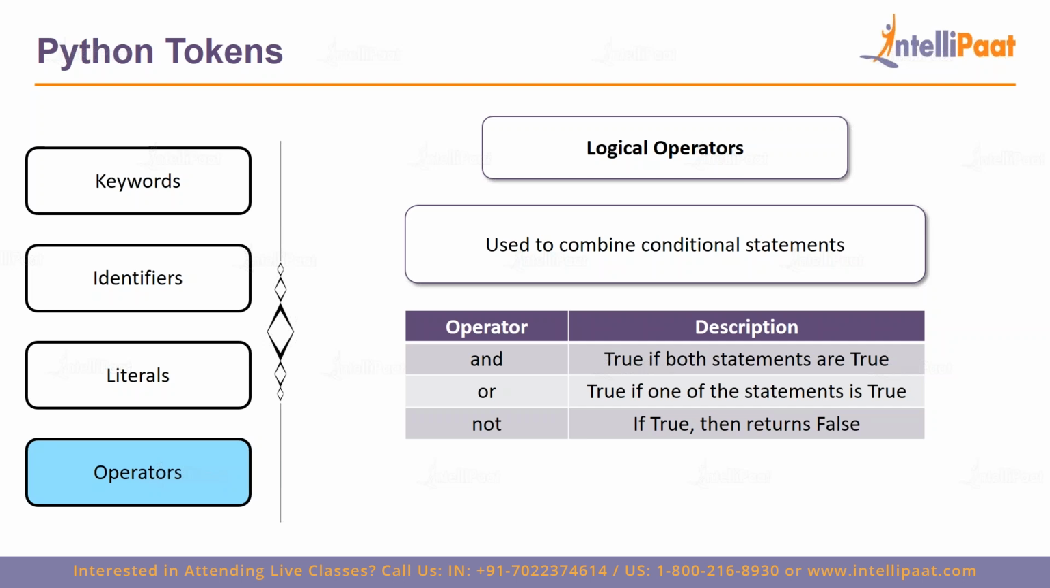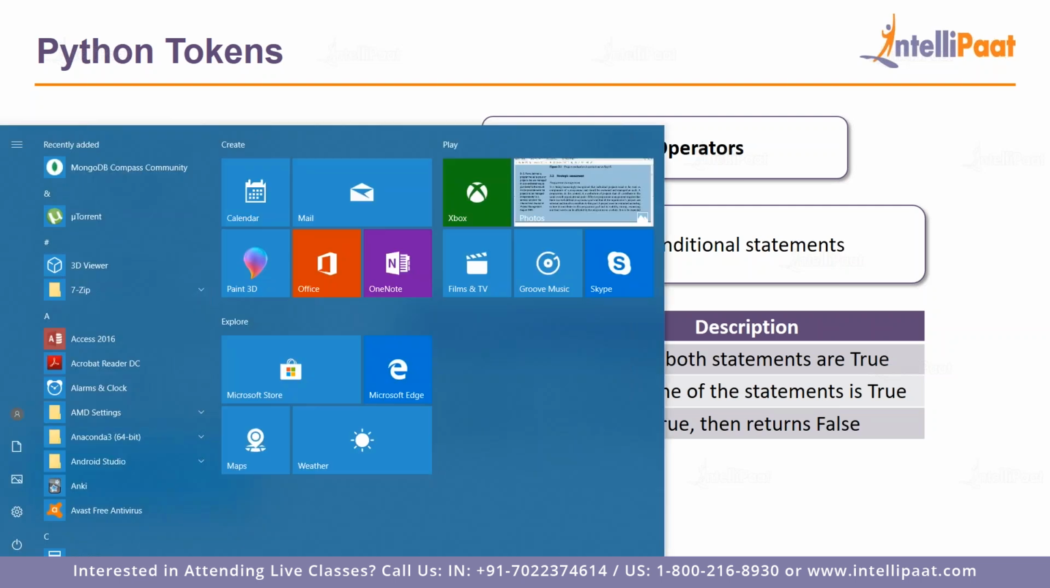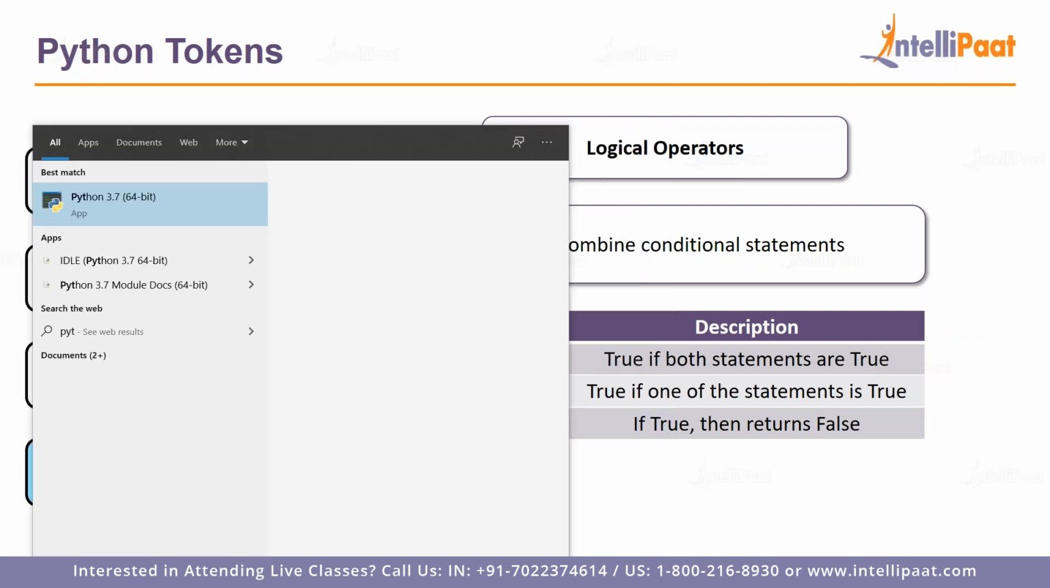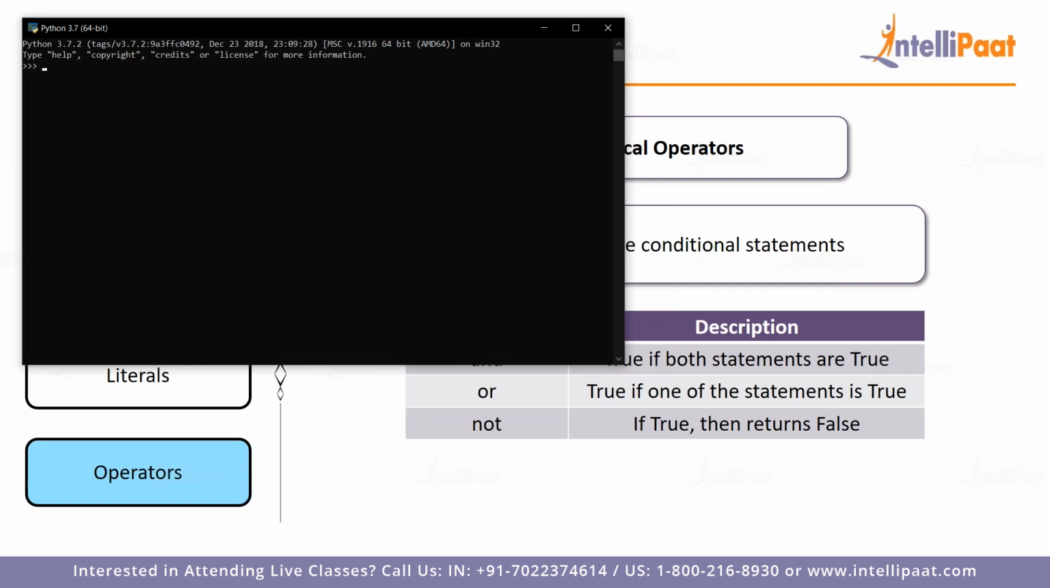It will return true if both the statements are true. Similarly, there's an or statement. Or statements are used to check whether or not something is true. Let me just show you by an example. So if I were to use Python, I'm going to show you some Python code here.